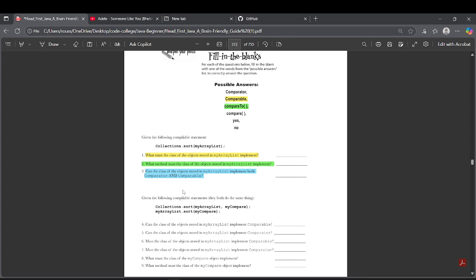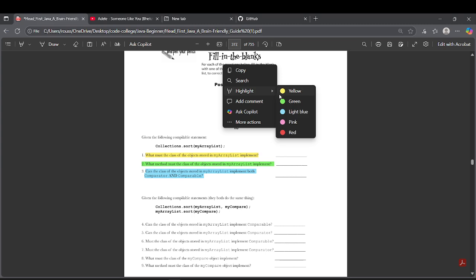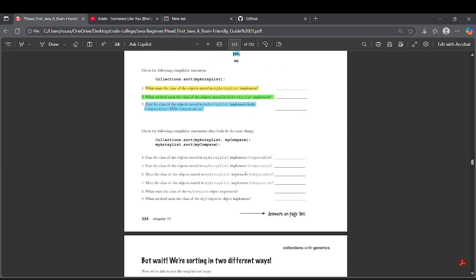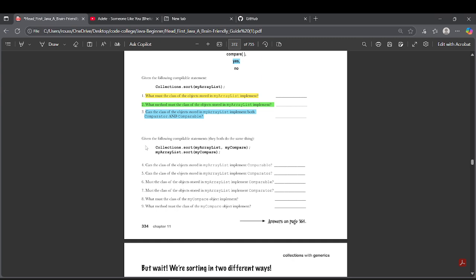Can the class of an object stored in my array list implement both comparator and comparable? My answer would be yes. So let me just highlight yes. Okay, now we have the next question.